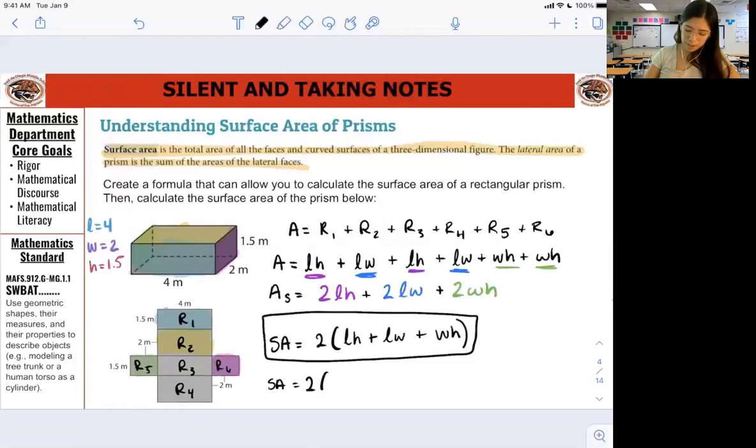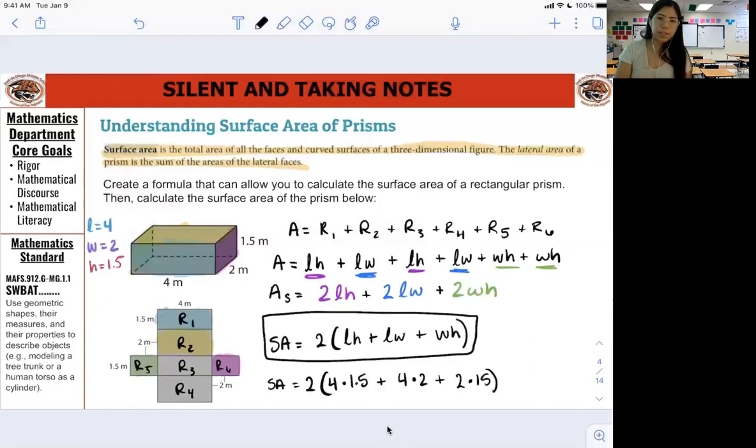So 2 times 4 times 1.5 plus 4 times 2 plus 2 times 1.5. Now go ahead and using those numbers, let's all together now, you can use your calculator. Let's come through and get an answer.